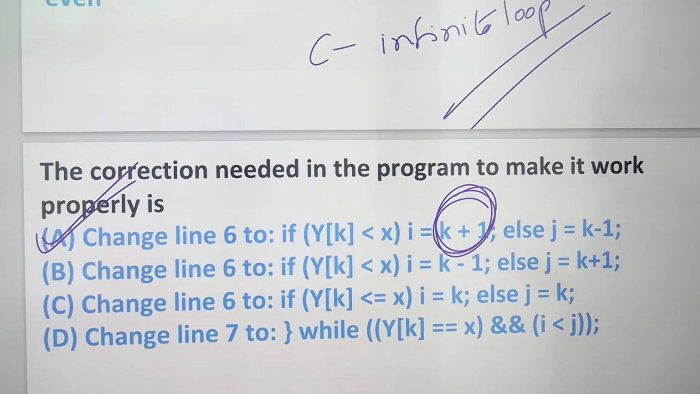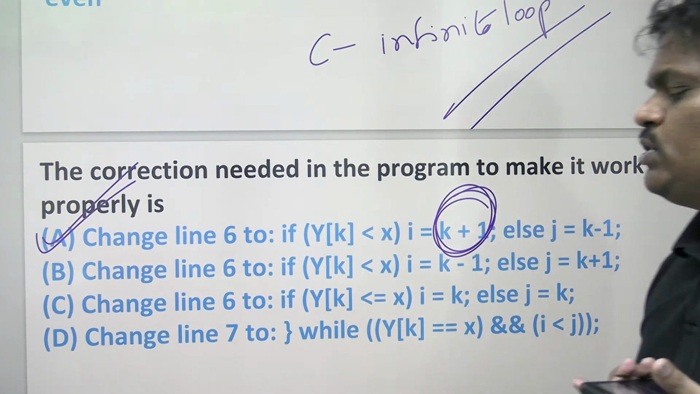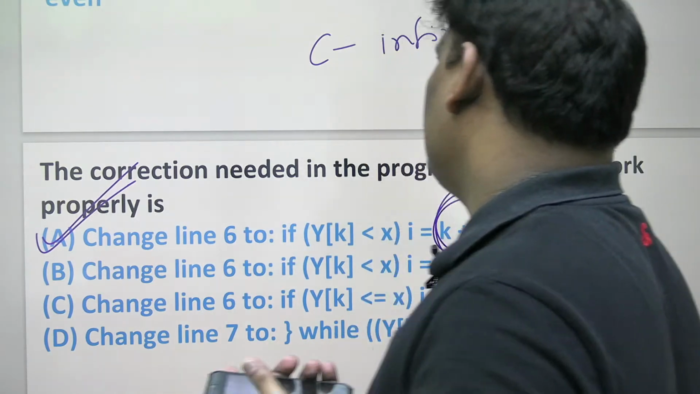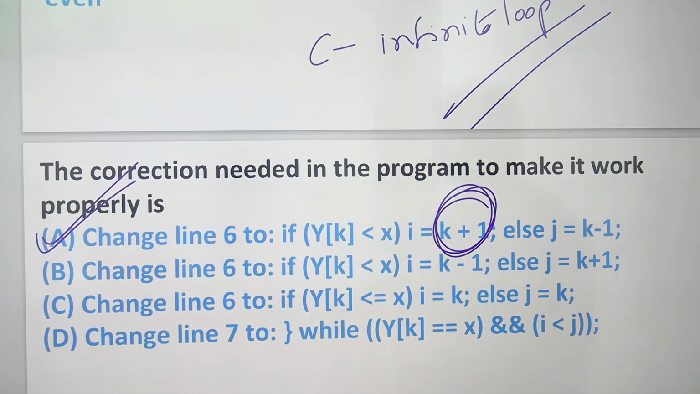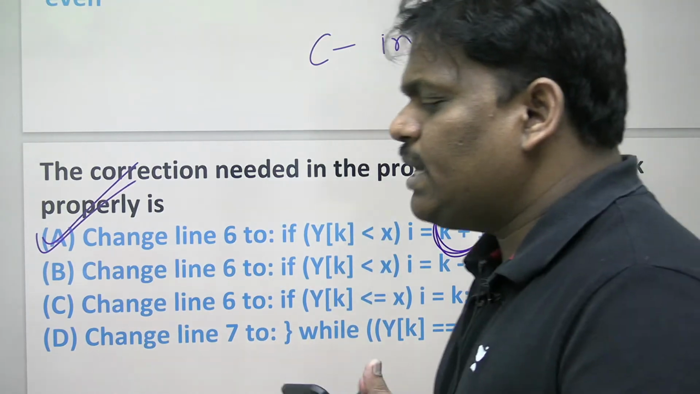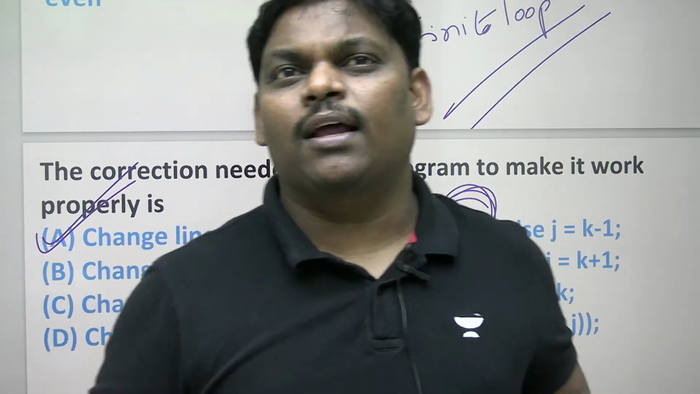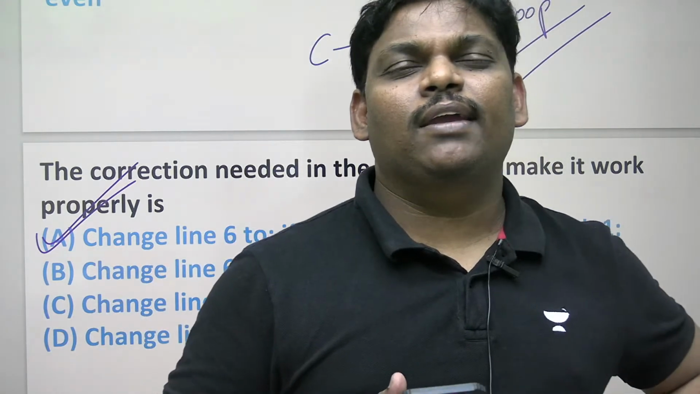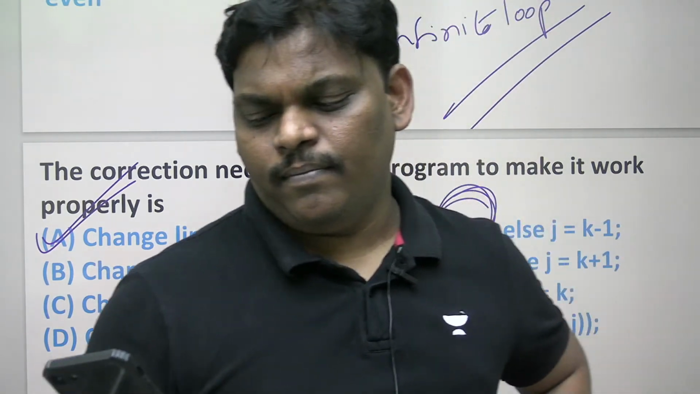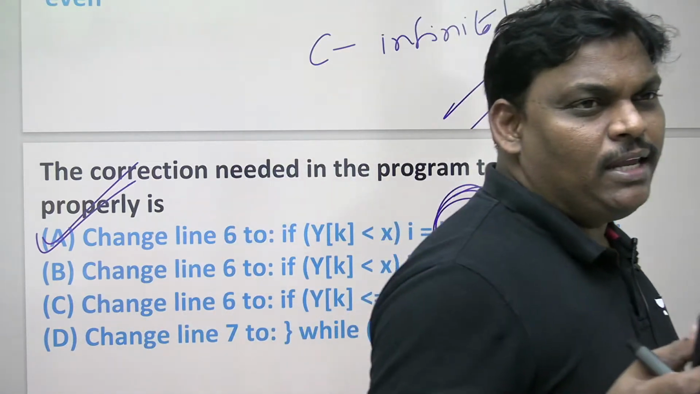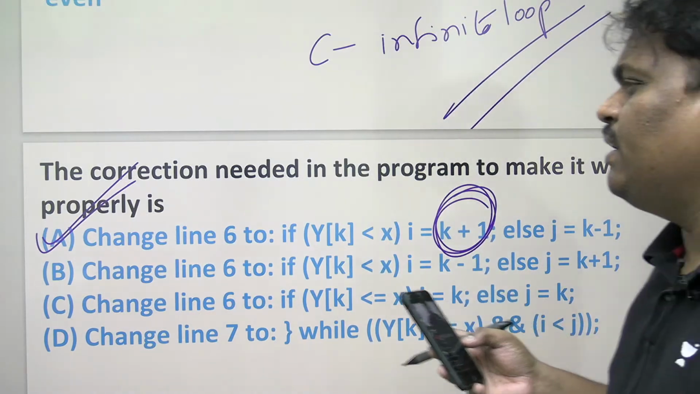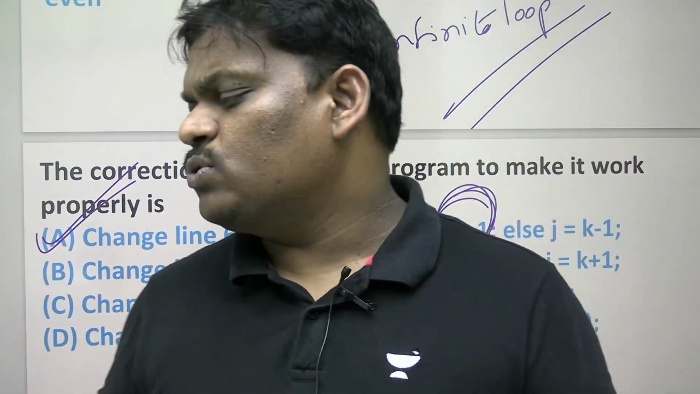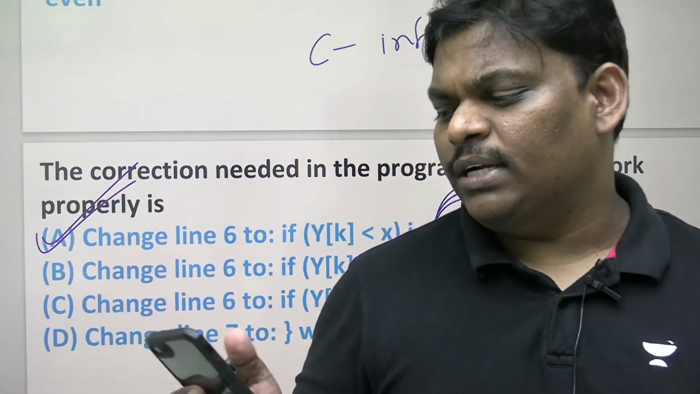You have to do this: if y of k is less than x, then i is equal to k plus 1, else j is equal to k minus 1. It is the same binary search program I wrote in the classroom. There I wrote k plus 1, but here I wrote k. A small mistake was done.